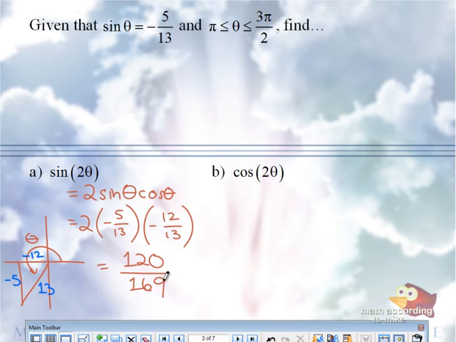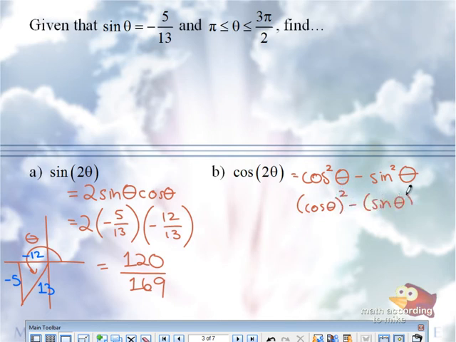Part B, cosine of 2 theta. We're going to do the exact same process. We're told the cosine of 2 theta is cosine squared theta minus sine squared theta. Well, this should go a little bit faster, because now we have the individual functions. Remember, cosine squared theta means cosine theta quantity squared. Sine squared theta means sine of theta quantity squared.